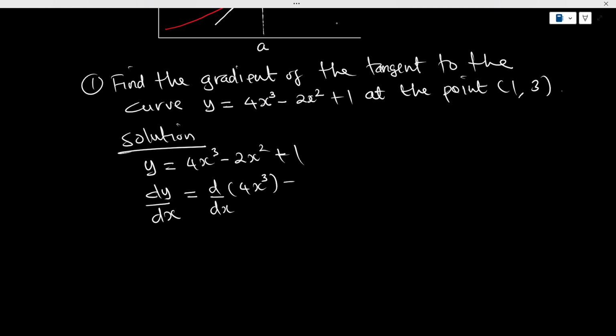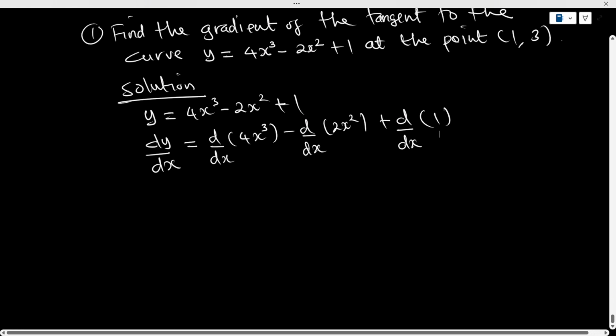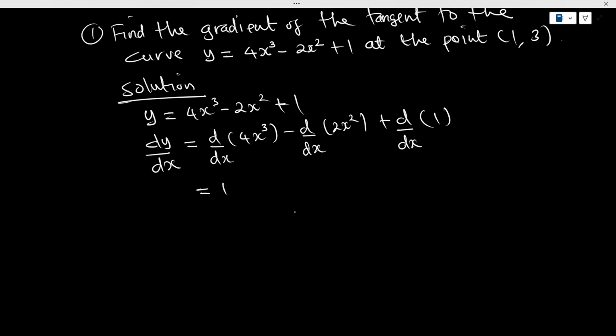Then minus the derivative of 2x squared plus the derivative of this. So we are finding the derivative of each term. We are going to have 12x squared here minus 4x. Derivative of a constant is 0, so the derivative of 1 is 0. So now we have the derivative of this curve. We have the gradient function, which is 12x squared minus 4x.